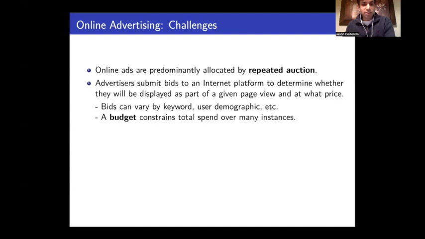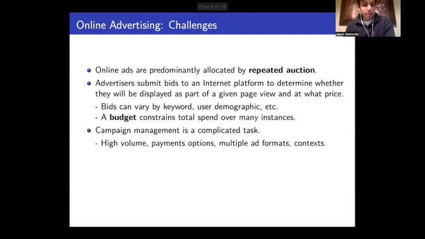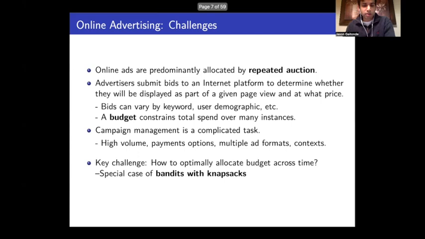But for an advertiser, they can't think of each auction completely in isolation. Typically, they will have a binding global budget constraint that will constrain how much they can spend over the course of an entire campaign. This campaign management is a very complicated task because of the frequency of these searches, and there's a variety of options like payments, different ad formats and different contexts that can appear to them. So the key practical and theoretical challenge is: how do advertisers optimally allocate budgets across time? In the learning theory community, this would be considered a special case of what's called bandits with knapsacks, because they need to choose how to bid at each time, subject to a global knapsack constraint, namely their budget.